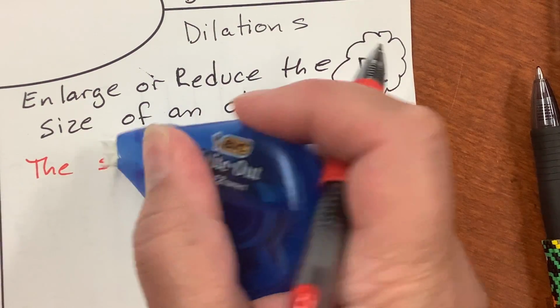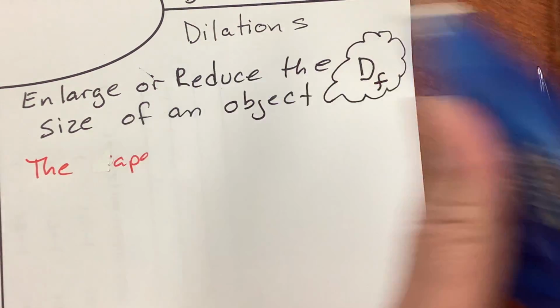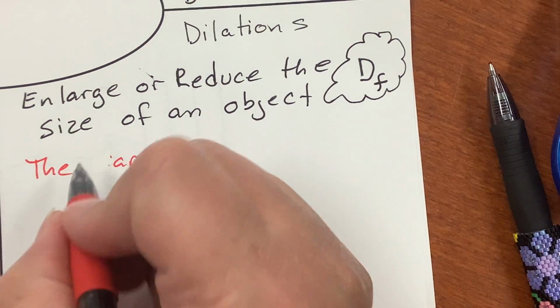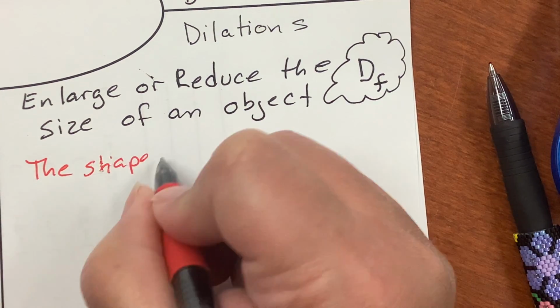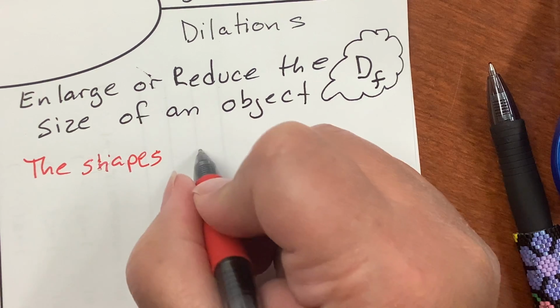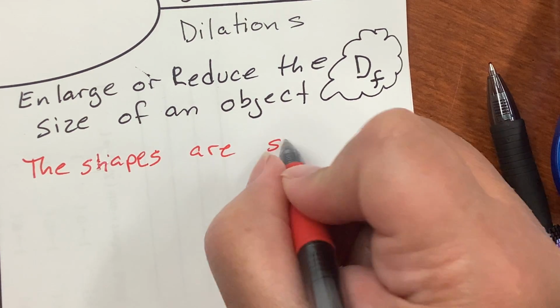Come on, Bono, you're better than this. Four mistakes in 15 minutes, that's not good. The shapes are similar.